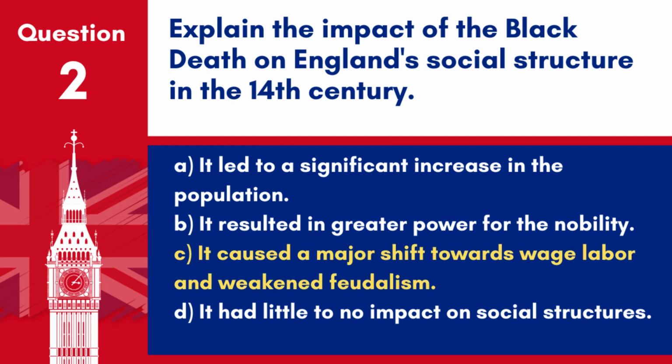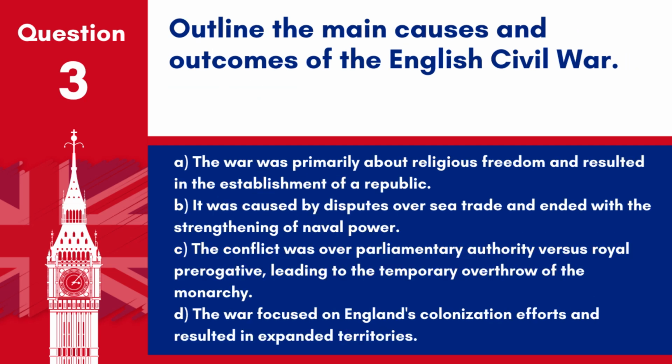Answer. C. It caused a major shift towards wage labor and weakened feudalism. The Black Death significantly reduced the population, leading to labor shortages and giving workers more bargaining power, which weakened the feudal system. Question 3. Outline the main causes and outcomes of the English Civil War.